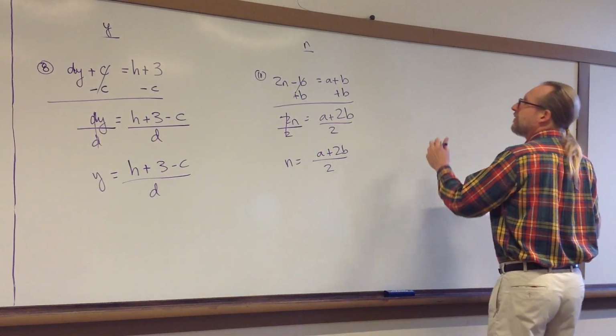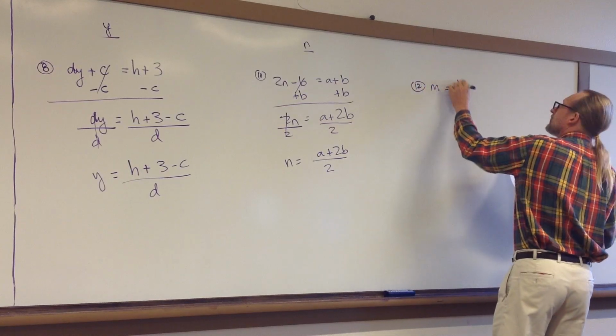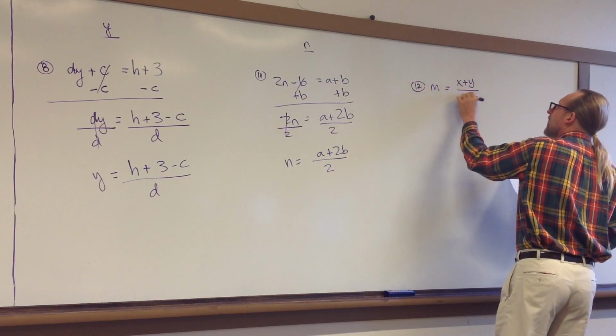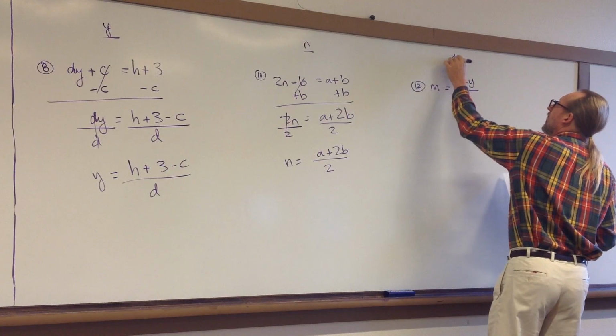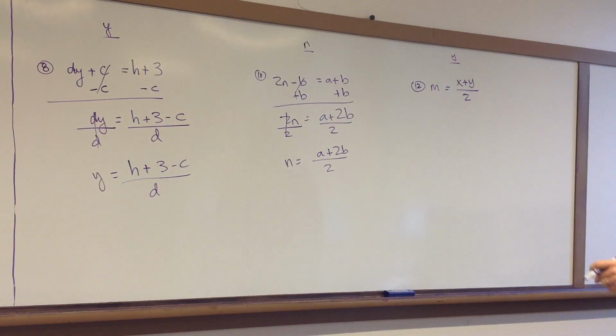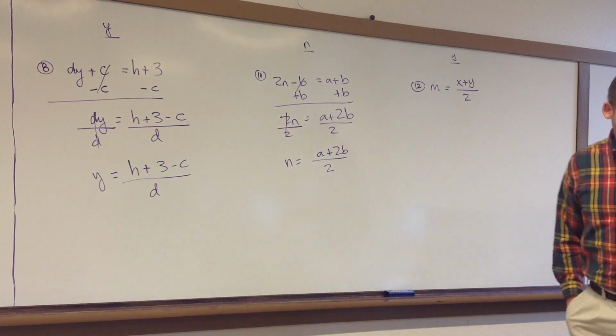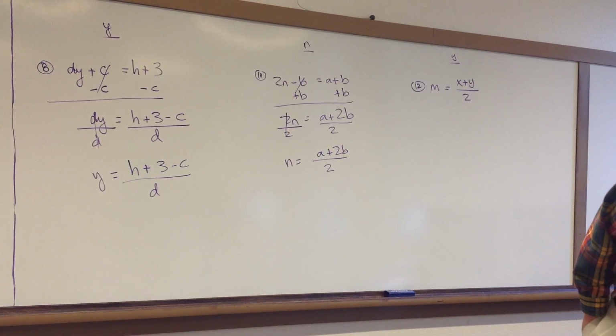Problem 12. M equals x plus y over 2. And we want to solve for y. So again, remember in that formula, which one was that? I think that was problem 6.